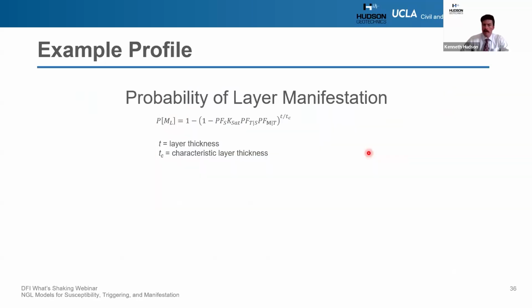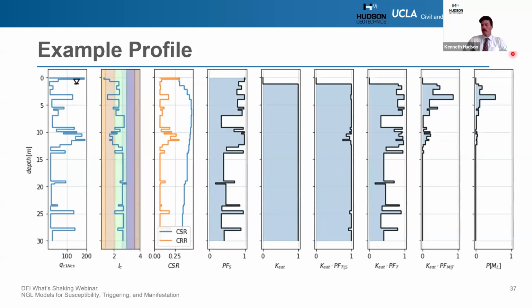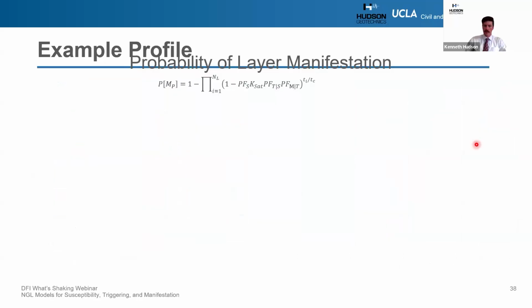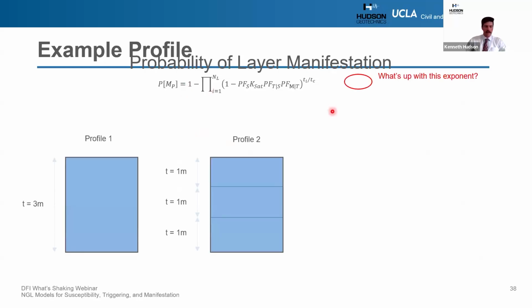And then we need to combine those pieces all together to get one probability of manifestation for each layer. And this is where we take into account the thickness of each layer as well, because that's an important aspect for whether it will manifest or not. This is a little funky with this T over TC. I'm going to explain that in just a second, but you can see that we can combine all these pieces in that T over TC exponent to produce a probability of manifestation of every single layer. And then we can do that product sum of the complements to produce a probability of manifestation of the entire profile.